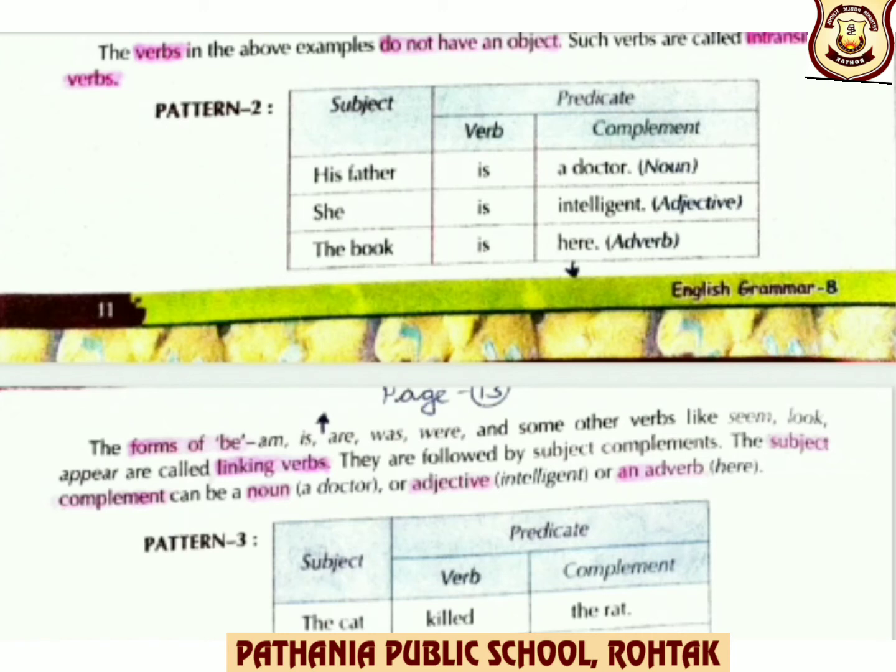She, subject, verb is, complement intelligent. So intelligent, adjective here, is describing the subject, that she is intelligent. So it is subject complement. The book is here. The book subject, verb is, complement here is an adverb.